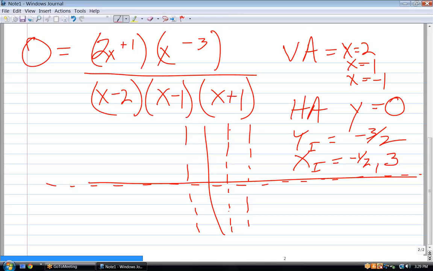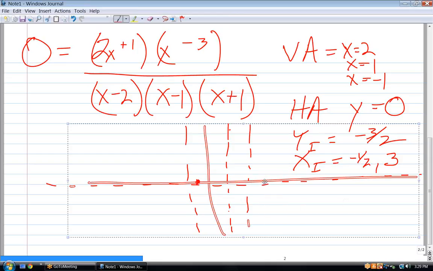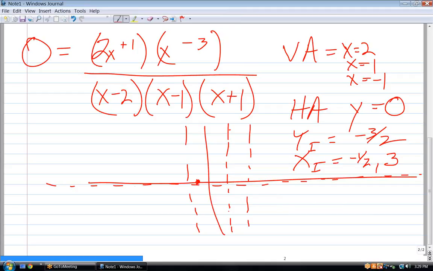Okay. So let's see. Negative 1 half is right there. 3 is right there. Excuse me, my pen is acting up. Ah, there it was. The y-intercept is minus 3 halves, so we know the curve needs to go through all of those points, and it needs to be asymptotic with each of those vertical asymptotes.